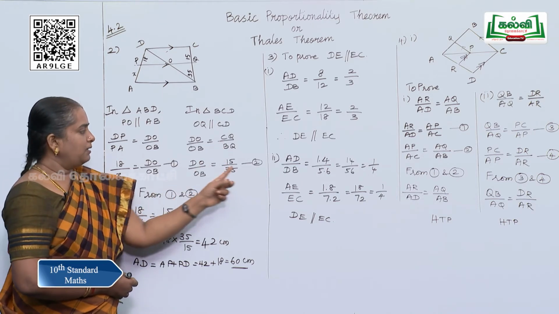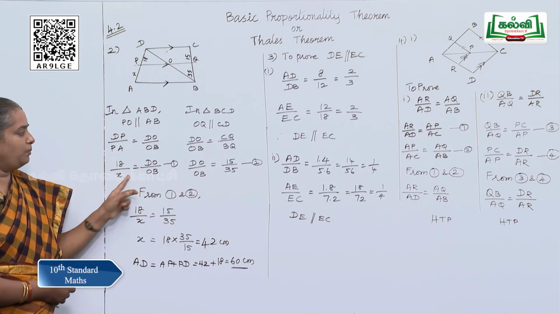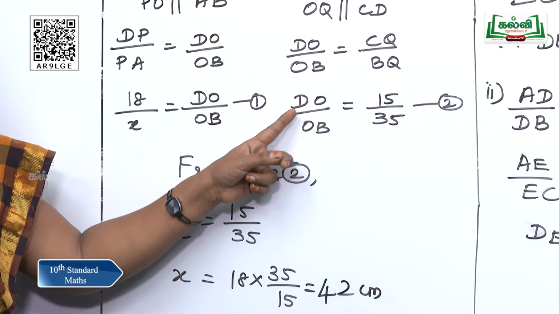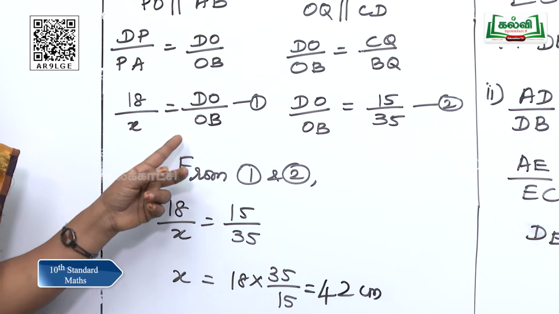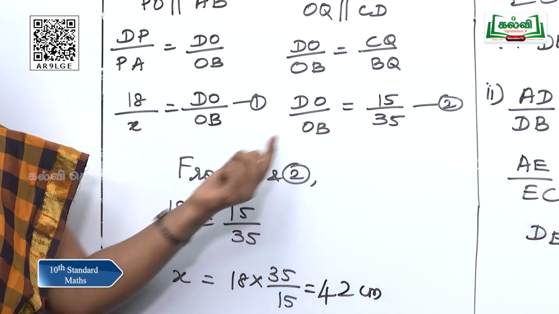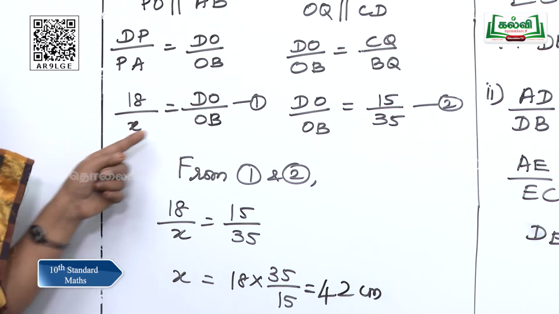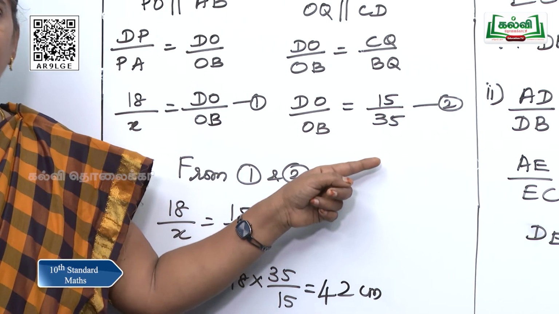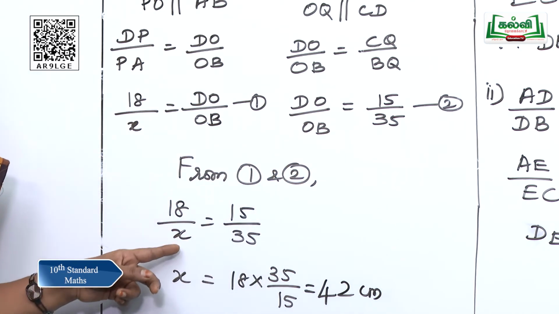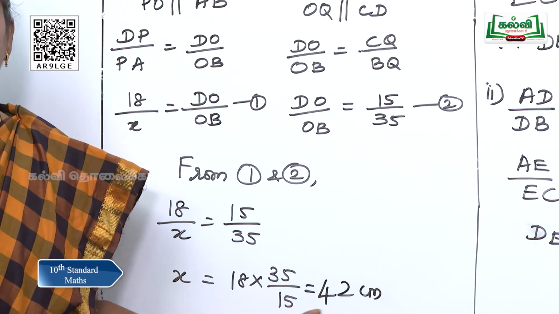Look at the first equation and the second equation. In both equations, we have the ratio DO/OB as equal. So, we can equate these two sides, that is from 1 and 2 we can say that 18/x = 15/35. So, we can find the value of x. x is found to be 42 centimeters.